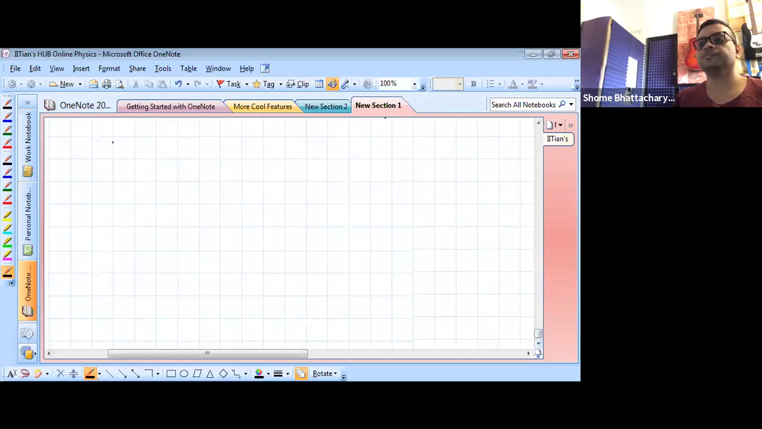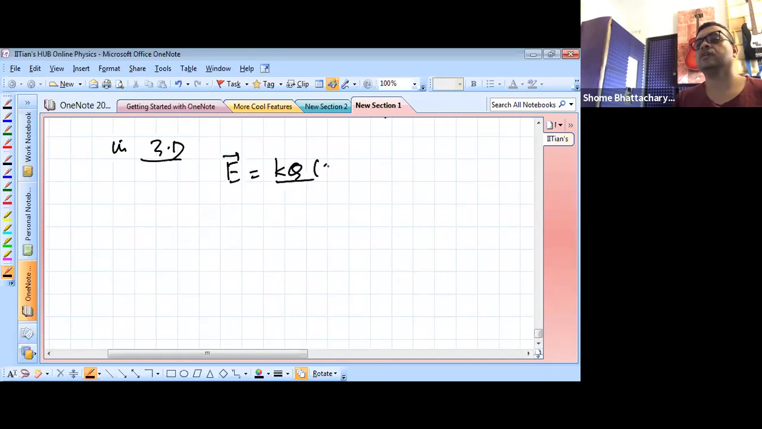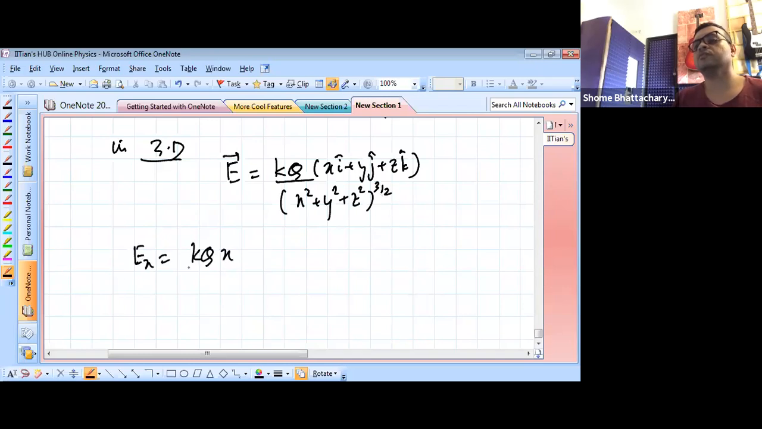Okay. Now same thing if you do in 3D, you write your electric field vector as kq times x i cap plus y j cap plus z k cap upon x square plus y square plus z square to the power 3 by 2. So here, for example, your x component of field becomes this. Similarly, your y component will be this. Your z component will be this.